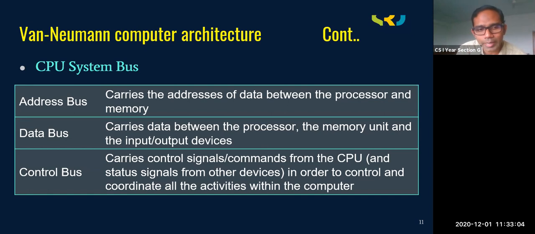In order to control and coordinate all the activities within a computer, all the activities are performed by control bus. The controlling part of address bus, data bus, different components is performed by control bus. So we are having 3 different buses and the rest we have seen so far.